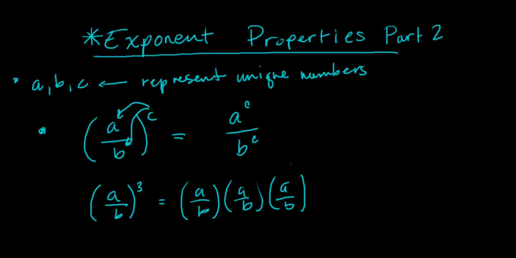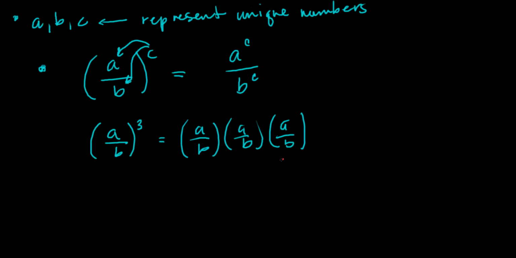And we don't need to keep these parentheses. It's all just multiplication. So we can drop the parentheses and say, okay, well, that's a over b times a over b times a over b. Now, this is fraction multiplication. We don't need a common denominator. We don't need to do anything. All we need to do is just multiply the numerators together and multiply the denominators together.